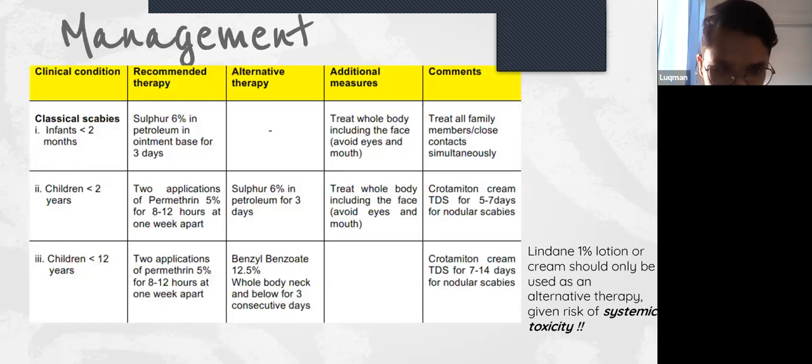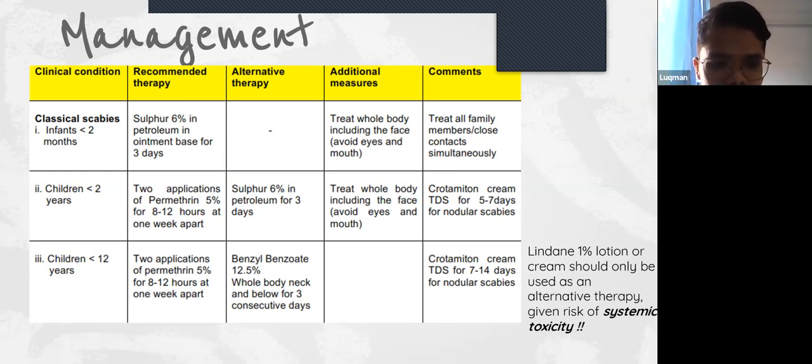For the management of classical scabies, for infants less than 2 months, the recommended therapy is sulfur 6% in petroleum ointment base for 3 days. It must be applied to the whole body, including the face, but avoid the eyes and the mouth. And you must note that sulfur therapy is malodorous, the smell is very bad. And it is recommended to treat all close family contacts simultaneously.